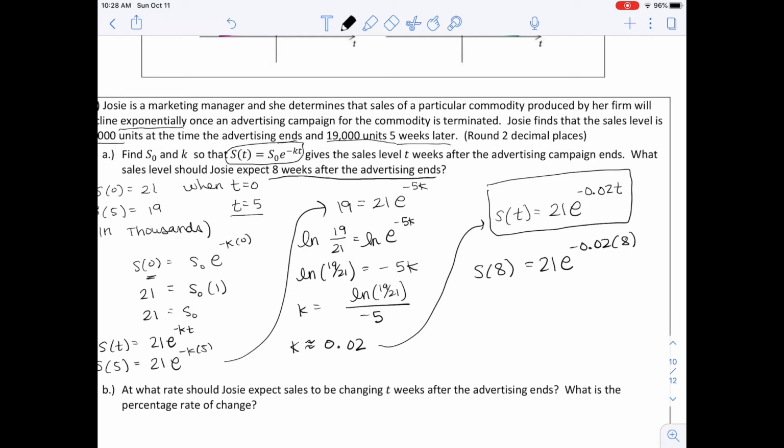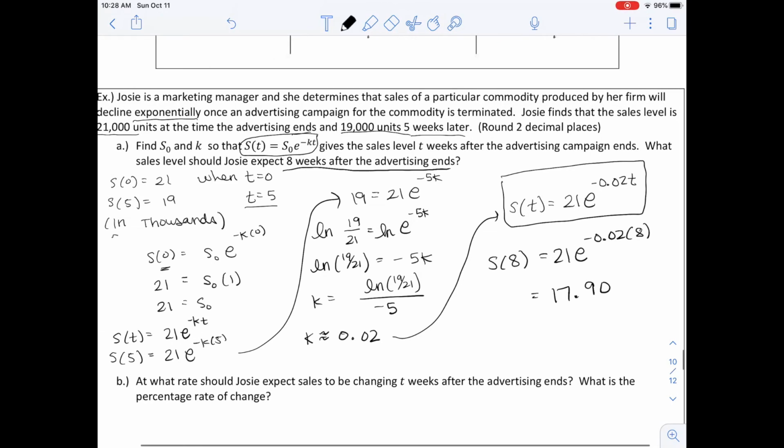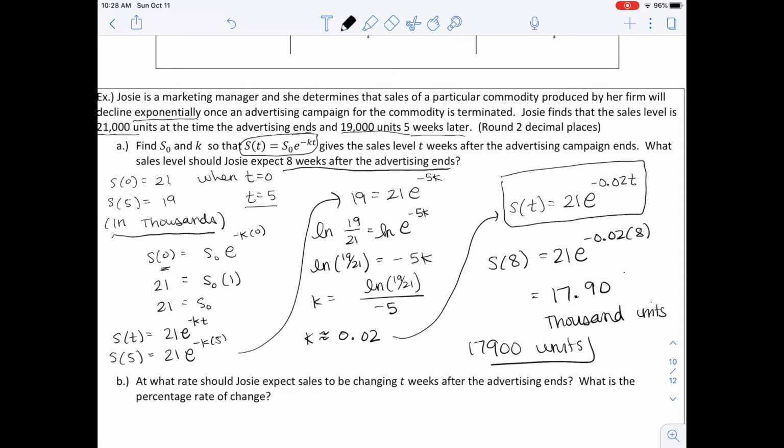And then again, substituting this in on our calculator, we get 17.90. And remember that we changed our units to being in thousands. So I'm going to put down 1,000 units. And another way you can write that is 17,900 units. So again, either way is fine.